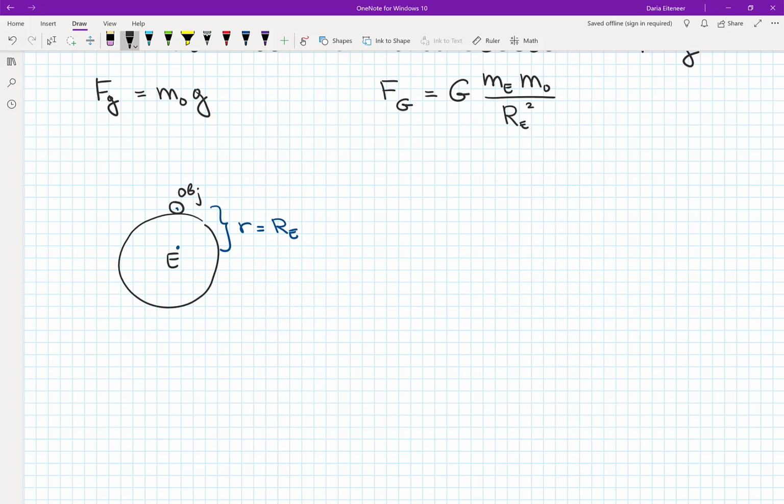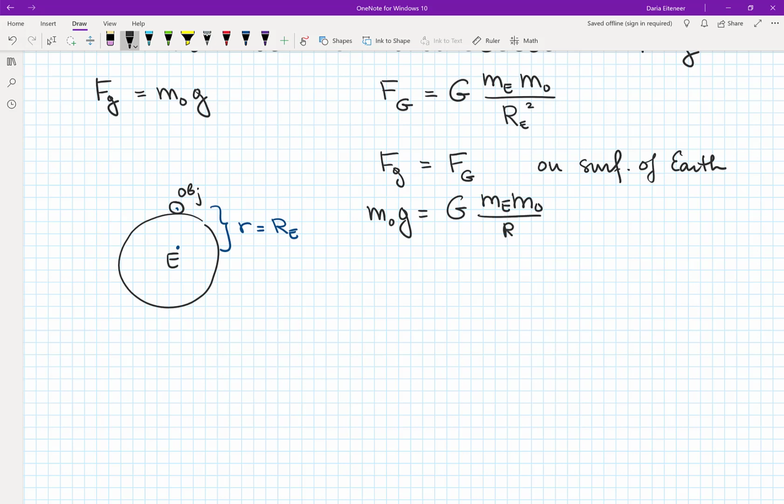So this is the same situation, right? We have two equations to basically describe the same situation. So I can set them equal to each other. I can say that F little g is the same as F big G on the surface of the Earth. I can actually do this for any planet or star or asteroid or whatever, right? So let me set these two expressions equal to each other. And I can cancel m_o, and I get an expression for little g.